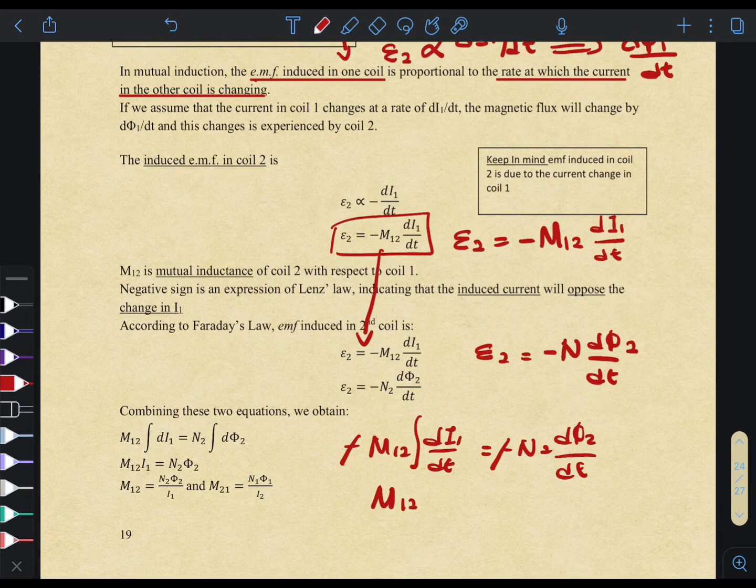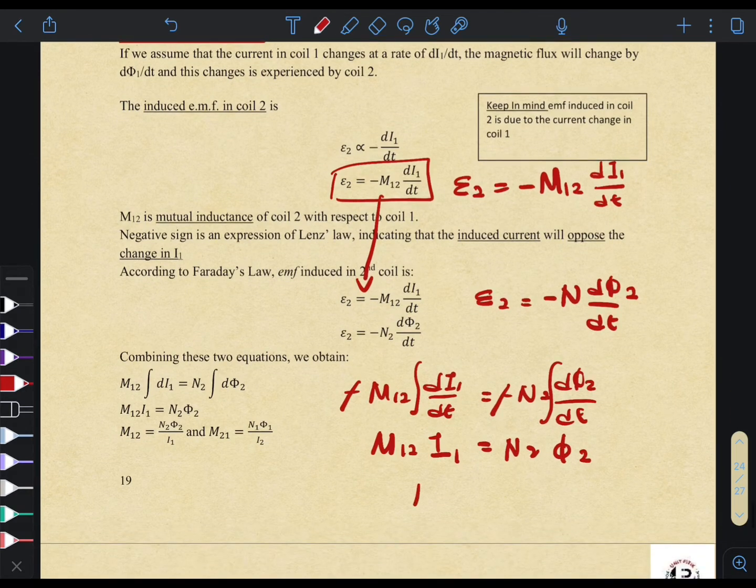M12, kita integrate di over dt, kita akan dapat I 1, and then kita N2, kita integrate juga ini d flux over dt, kita akan dapat flux kedua. So your mutual inductance is actually N2 flux 2 over current 1. So the changes in the current 1 leads to the flux change in coil yang kedua ini. So you have to remember lah. So dia sentiasa berbeza. Current dalam 1, flux dekat 2. So dia tidak sama. Okay, for mutual inductance kita akan ada N2 flux 2 over I1.